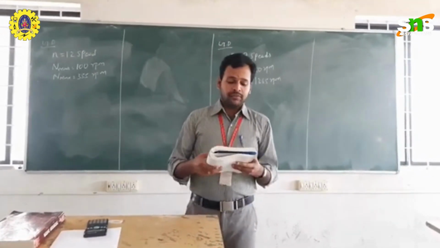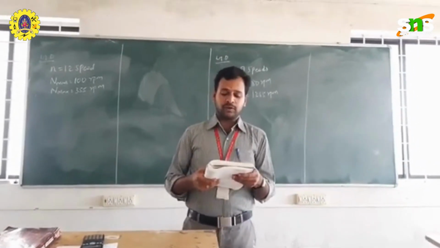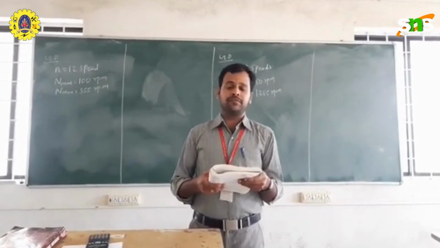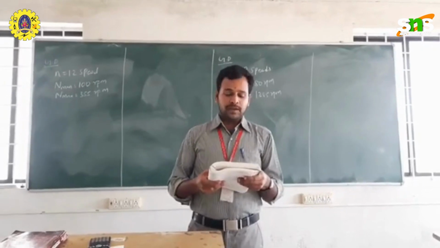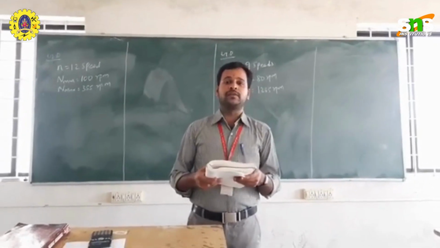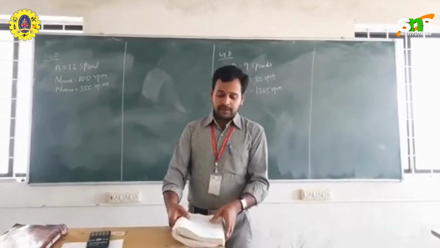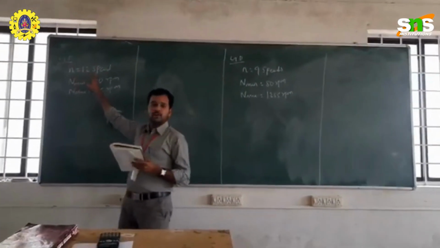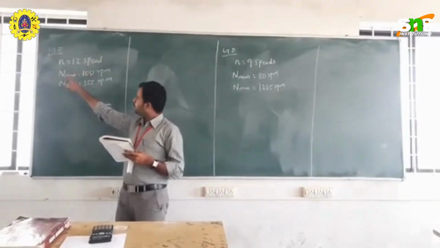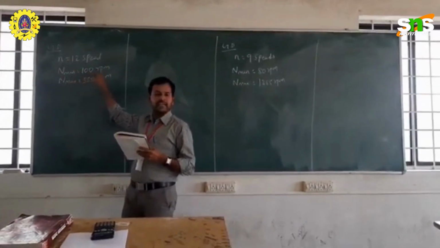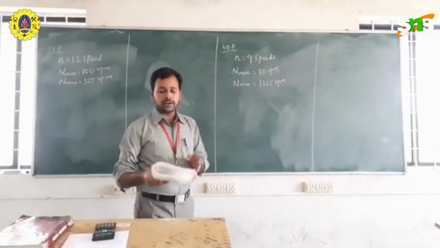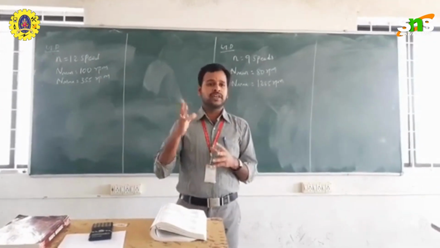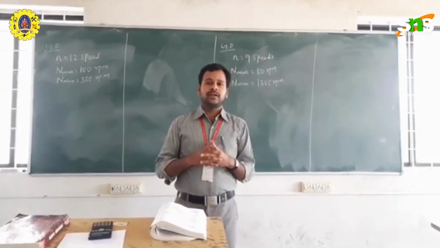First one: find the progression ratio for a 12 speed gearbox having speeds between 100 and 355 rpm. Also find the spindle speed. Listen, guys. The 12 speed is directly given, and the minimum speed and maximum speed are directly given. I already know what the step ratio or progression ratio is. Could you recall this?